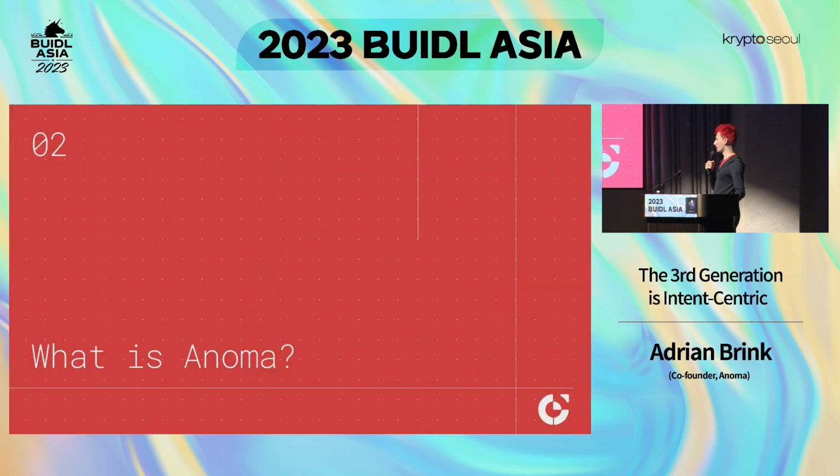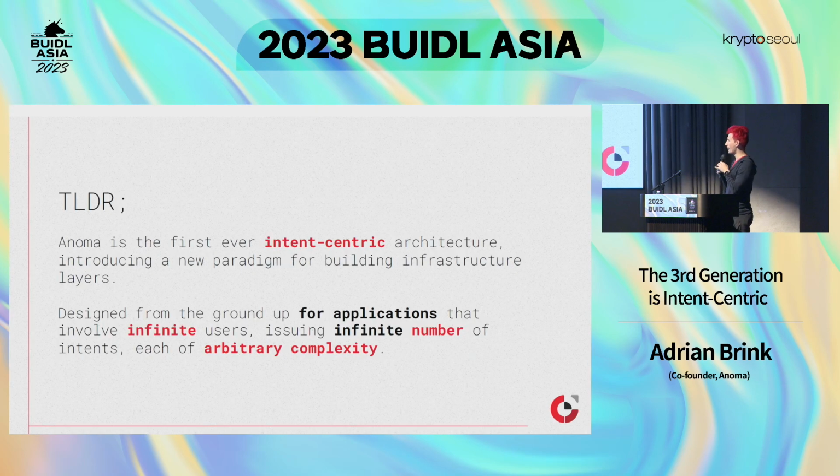So what is Anoma? Really, the TLDR, it's the first ever intent-centric architecture that introduces a new paradigm for building infrastructure layers. It is designed to enable applications that involve infinite users issuing infinite number of intents, each of arbitrary complexity. And so we'll go through what this actually means in practice.